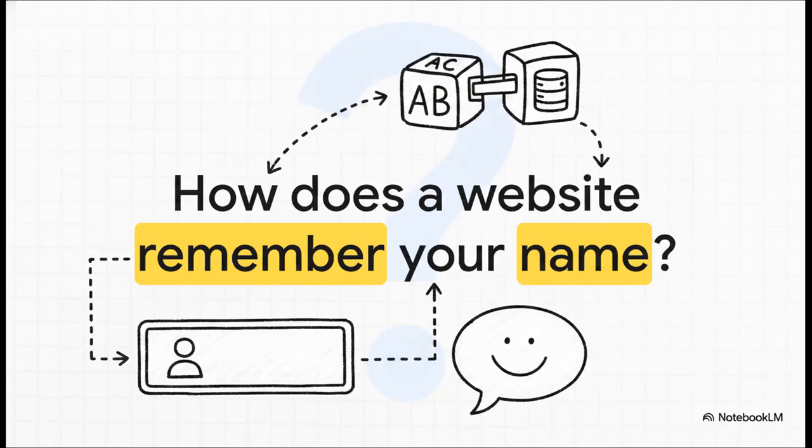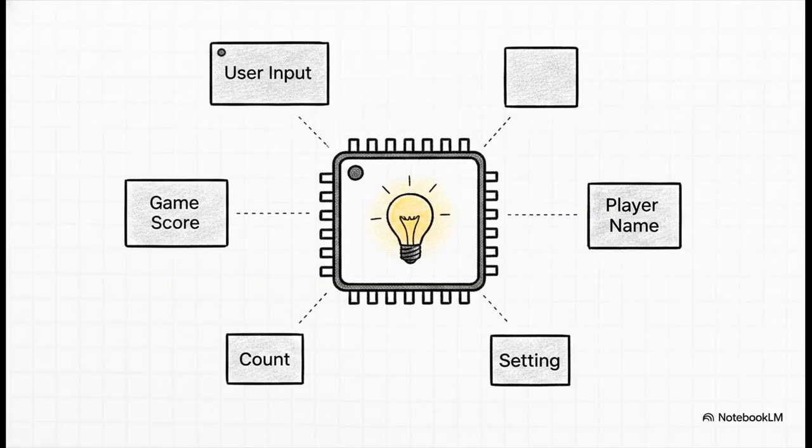You know that feeling, right? You type your name into a box on a website and a second later it says, "Hello, Alex." How does it do that? How does it hold on to the information you just gave it? It might feel like a little bit of magic, but what's really happening is one of the most fundamental ideas in all of programming. And it's all powered by something called a variable.